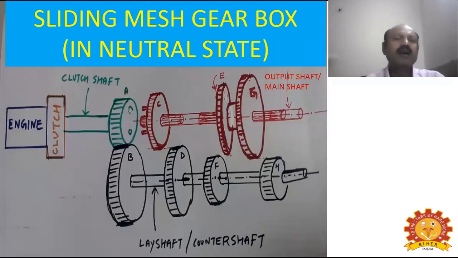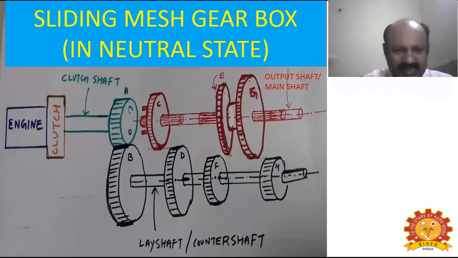Let us consider the gear A has 20 teeth and gear B has 40 teeth. In this case, when the engine is rotating at 4000 RPM and the gear A is rotating at 4000 RPM, the B gear will definitely be rotating at a low speed. For example, say that it is rotating at 2000 RPM. So as the gear B is rotating at 2000 RPM, the lay shaft and counter shaft are also going to rotate at the same 2000 RPM.